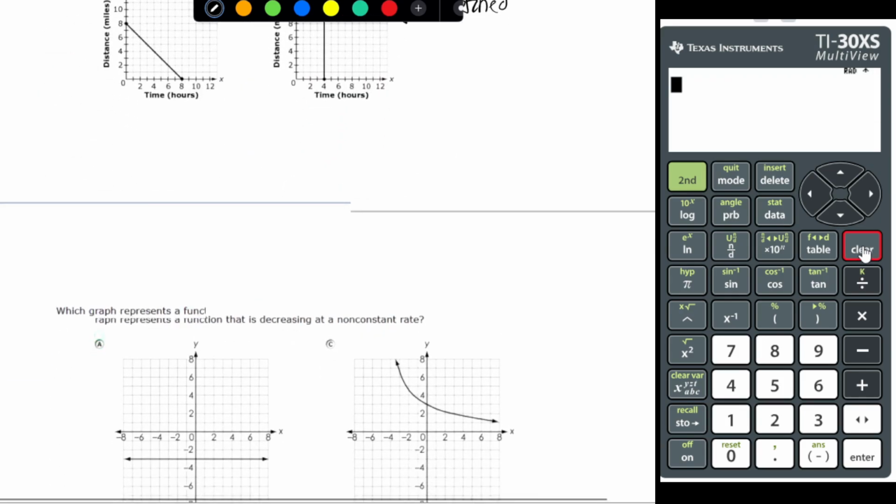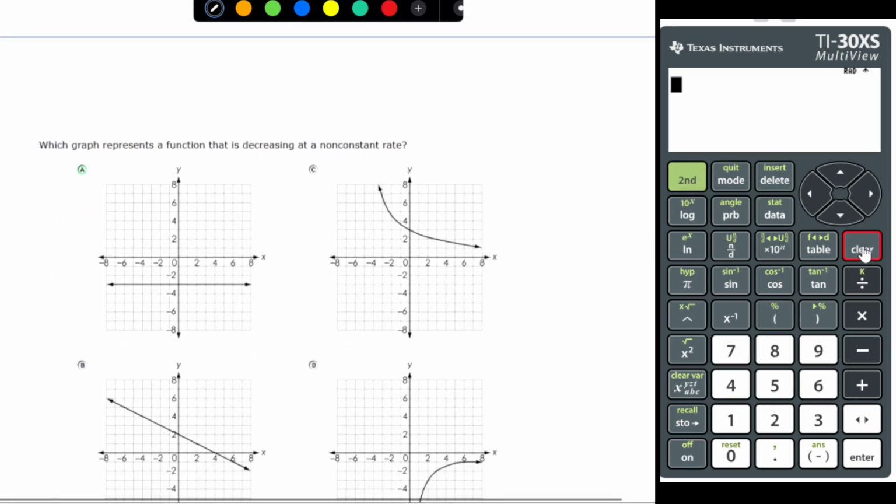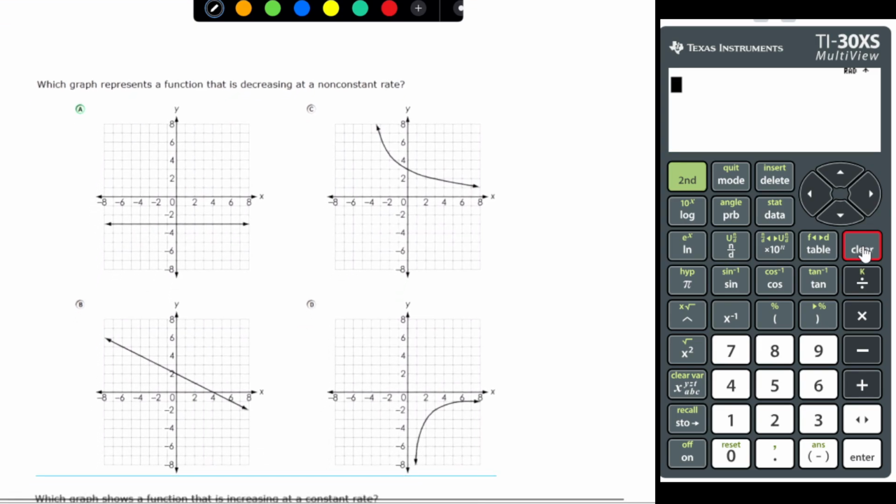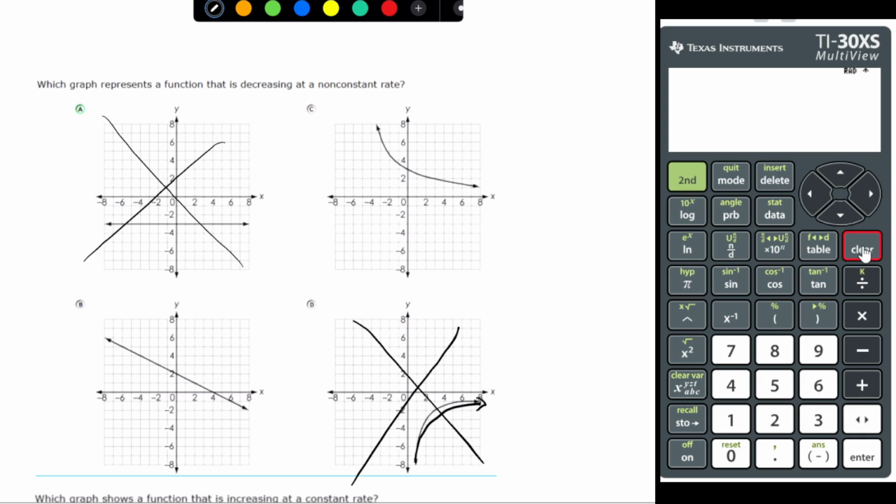All right. Which graph represents a function that is decreasing at a non-constant rate? So first we have to analyze which of these graphs are decreasing. A is not decreasing at all. It's just constant. D is increasing. It's going from here to here, increasing. So not right. So we're left with B and C.